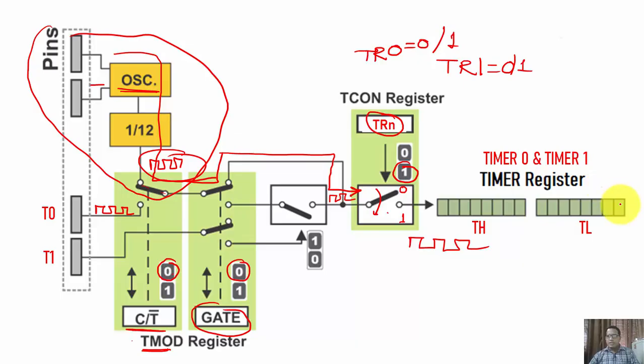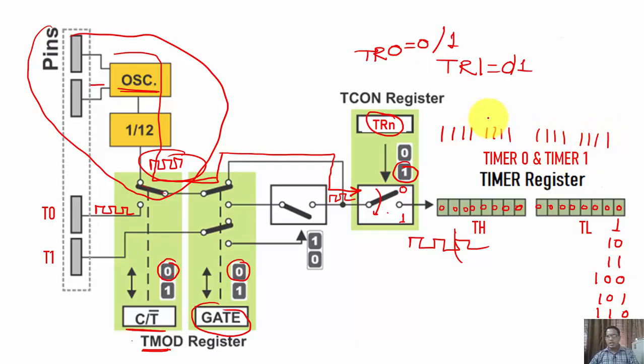And because of that, say the initial value is all zeros, 0 0 0 0 0 0 0 0, 0 0 0 0 0 0 0 0. When the first clock pulse is received, the value is incremented by 1. For the second clock pulse, the value gets incremented by 1. For the third clock pulse, incremented by 1. For the fourth, incremented by 1. For the fifth, and in this way, the TL content as well as the TH content go on incrementing. And for 16-bit mode, what will be the last hold value? 1111 1111 1111 1111.